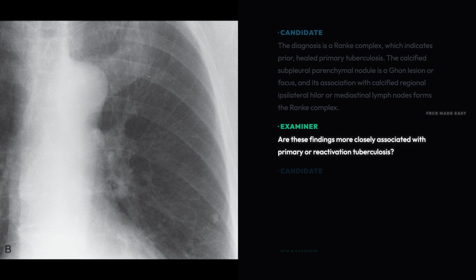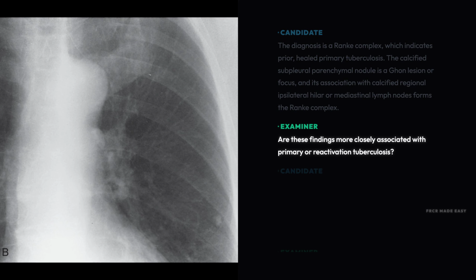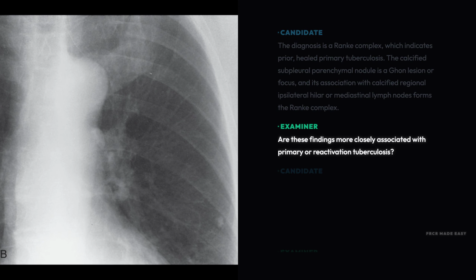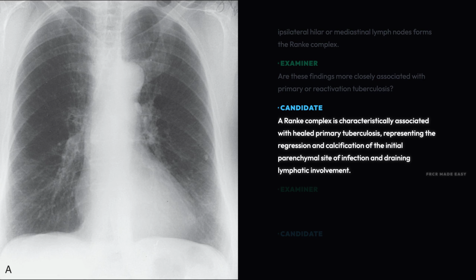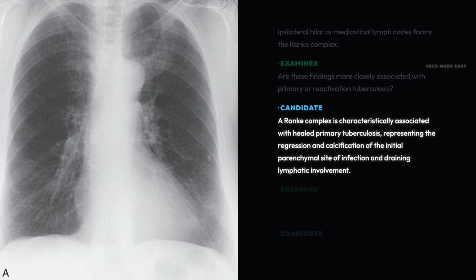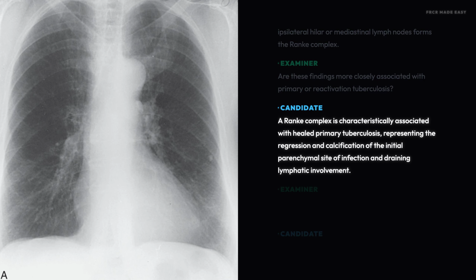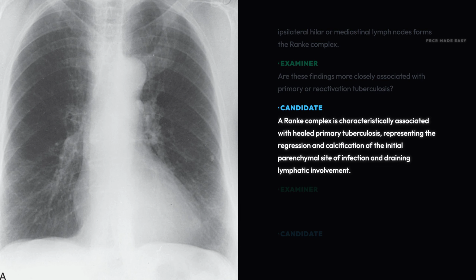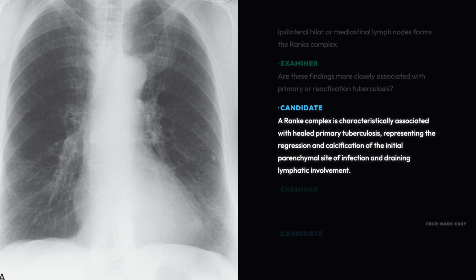Are these findings more closely associated with primary or reactivation tuberculosis? A Ranke Complex is characteristically associated with healed primary tuberculosis, representing the regression and calcification of the initial parenchymal site of infection and draining lymphatic involvement.